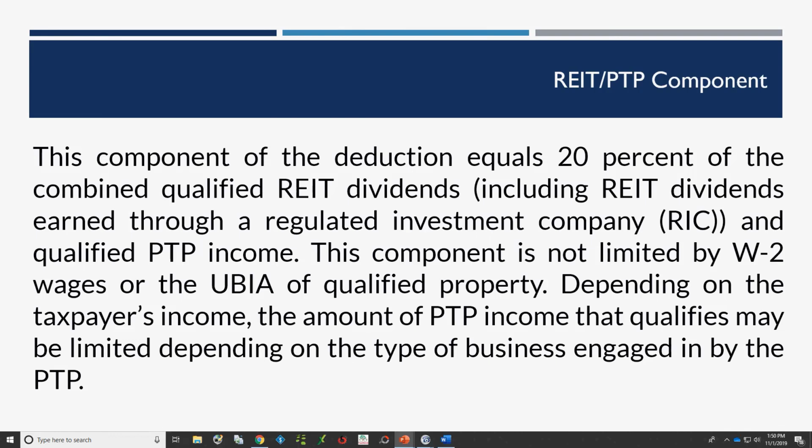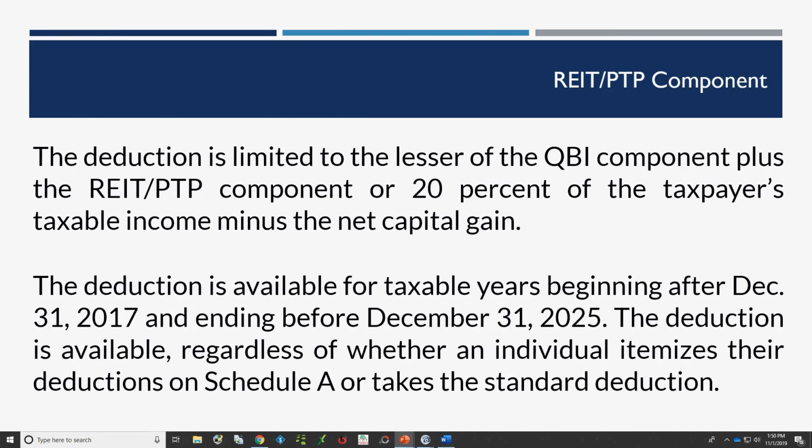Depending again on the taxpayer's income, the amount of the PTP income that qualifies may be limited depending on the type of business engaged in by the PTP. So this deduction is limited to the lesser of the QBI components plus the REIT and PTP component, or 20% of the taxpayer's taxable income minus net capital gain. There's a lot here.